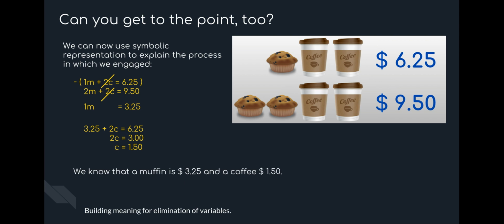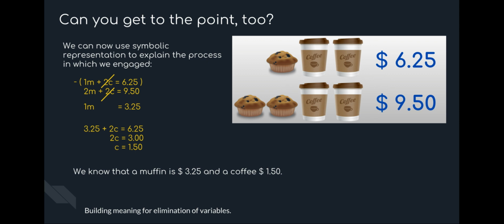And because we were able to reason our way through, we know that a muffin is $3.25 and a coffee is $1.50. This is key. What we've just done is we've used reasoning to solve the equations first. But the reasoning is then a support for why we take those procedural moves when we're looking at a system of equations outside the context of a scenario.